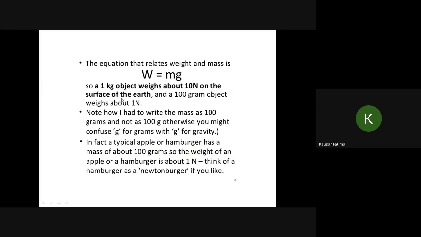So with this equation, a 1 kilogram object weighs 10 Newton on the surface of the Earth, or you can say a 100 gram object will weigh 1 Newton. Note that I write the mass as 100 g, not with a capital G, otherwise it may confuse, because G is the symbol for gravity as well.